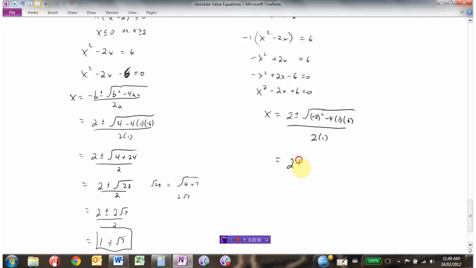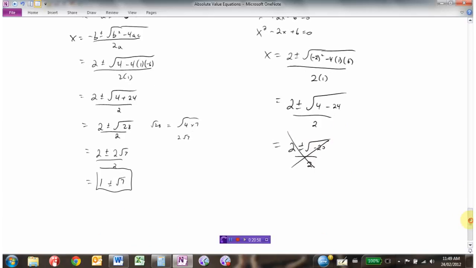And I can see right now we're going to have a problem right here because negative 2 squared is 4 minus 24, and 4 minus 24 is negative 20, and we cannot take the square root of a negative number. So we're done here. We're not going to be able to find any solutions in that situation. So the only solutions we found were in case 1 here. x will equal 1 plus or minus the square root of 7.